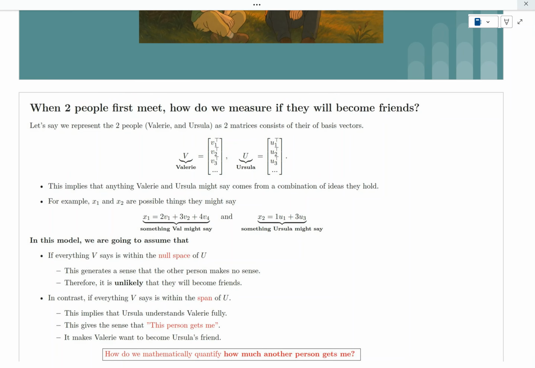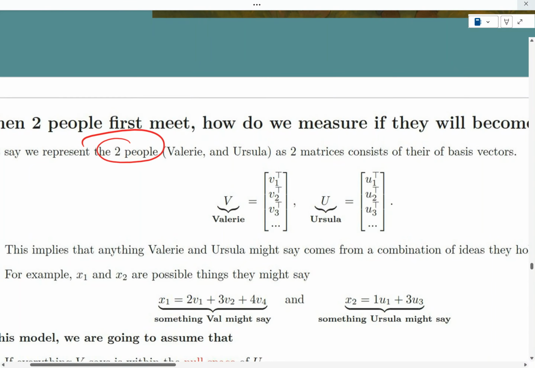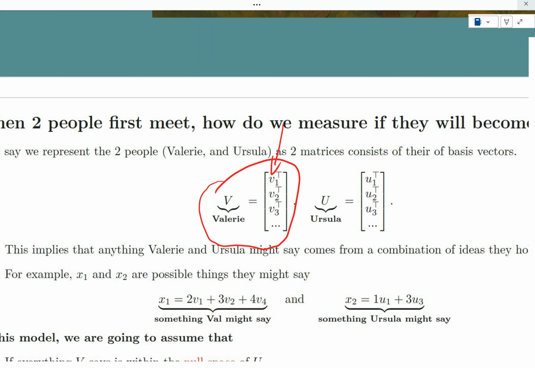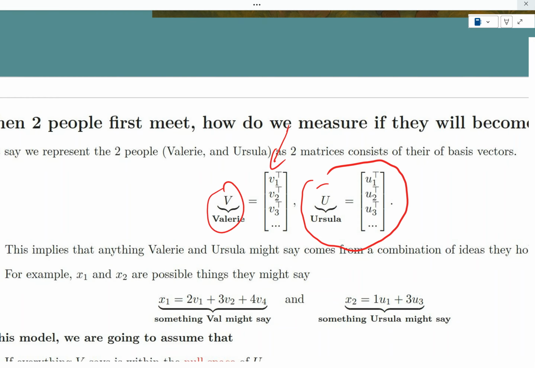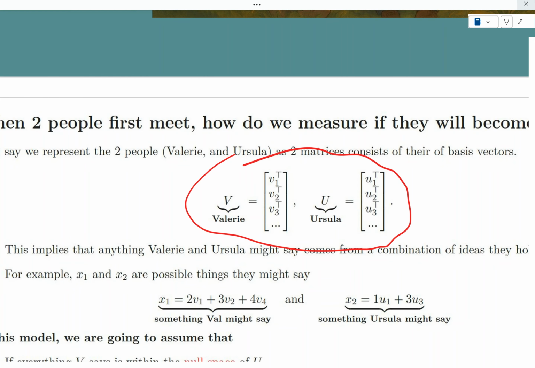Let's say that we have two people, and these two are Valerie and Ursula. Valerie, because of her upbringing, has a set of basis vectors, and Ursula has a different set of basis vectors. Valerie is V, Ursula is U. So they have two different sets of basis vectors.